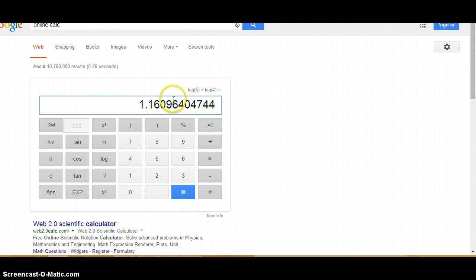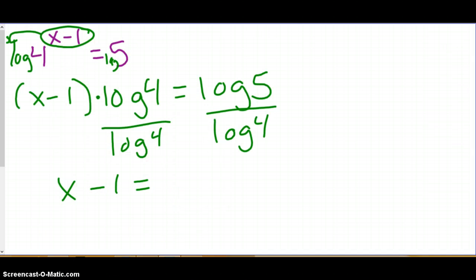Plug that in, we get 1.16096. Again, I wrote this 6 in just to say what's going to happen. Are we going to round up, or do we leave the 9 how it is? It is going to round up to a 0, which means we have to add a 1 to the other number.